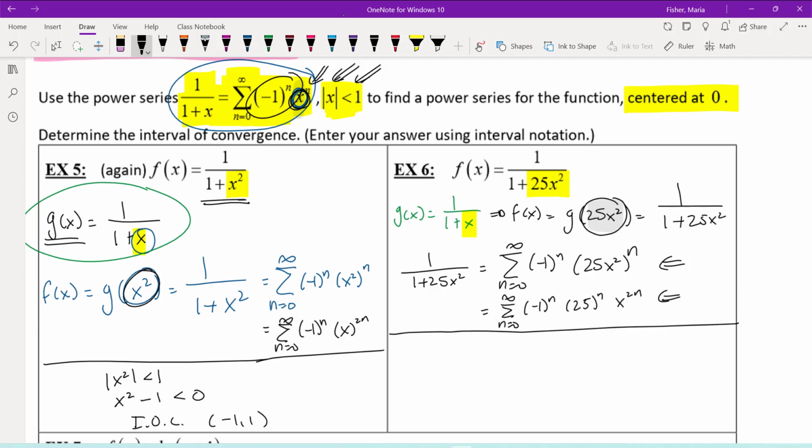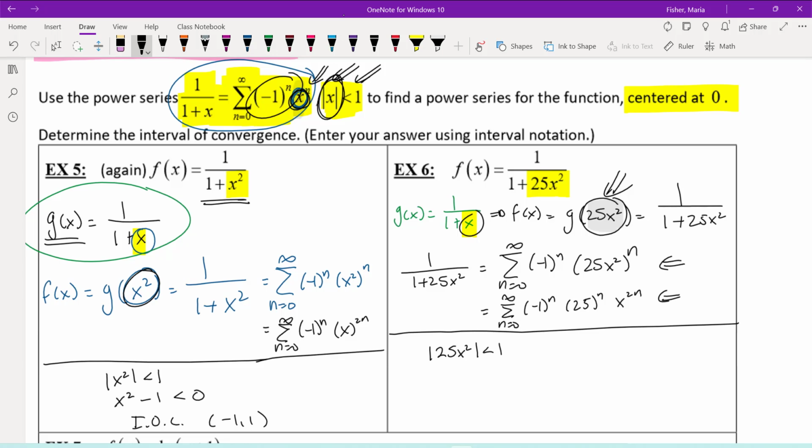Alright, what about that interval of convergence? Well, that interval of convergence, remember, is going to be where the absolute value of x is less than 1. Well, we don't have an x this time. What do we have? We have a 25x squared. So where is the absolute value of 25x squared less than 1? Well, this is the same thing as the last time.